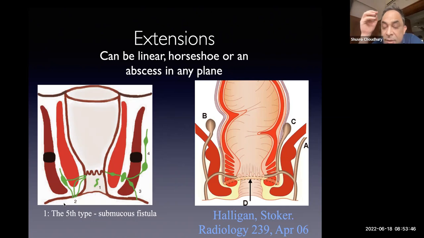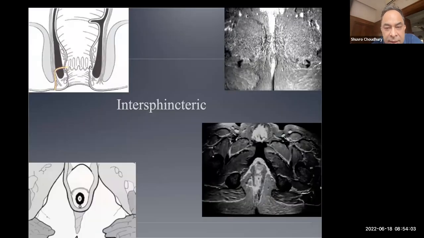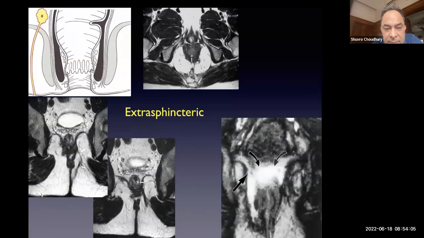What I wanted to say was that you can have a horseshoe and an external opening on the other side. Even then you have an opening on one side only, and the primary tract is one only. Okay, so let me just quickly go to that picture that we were looking at.